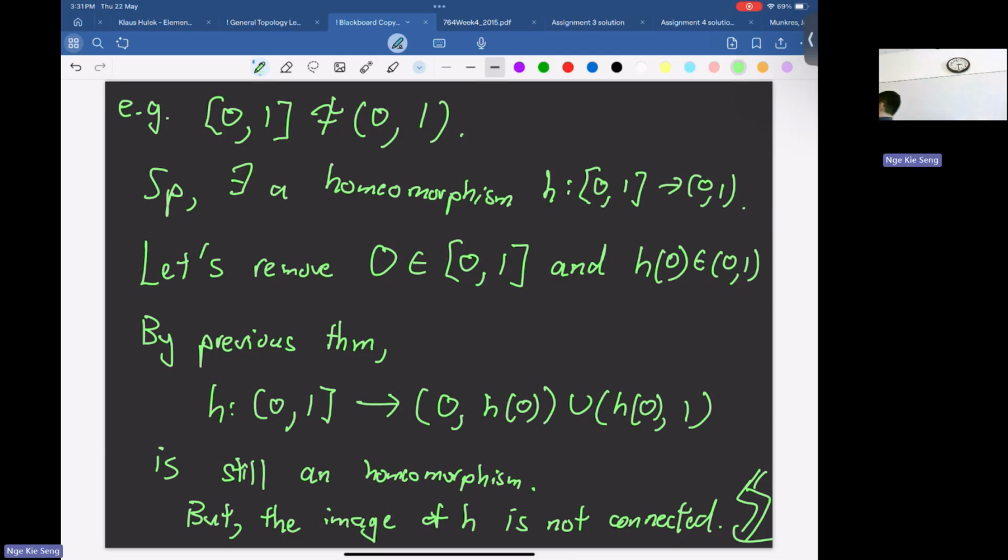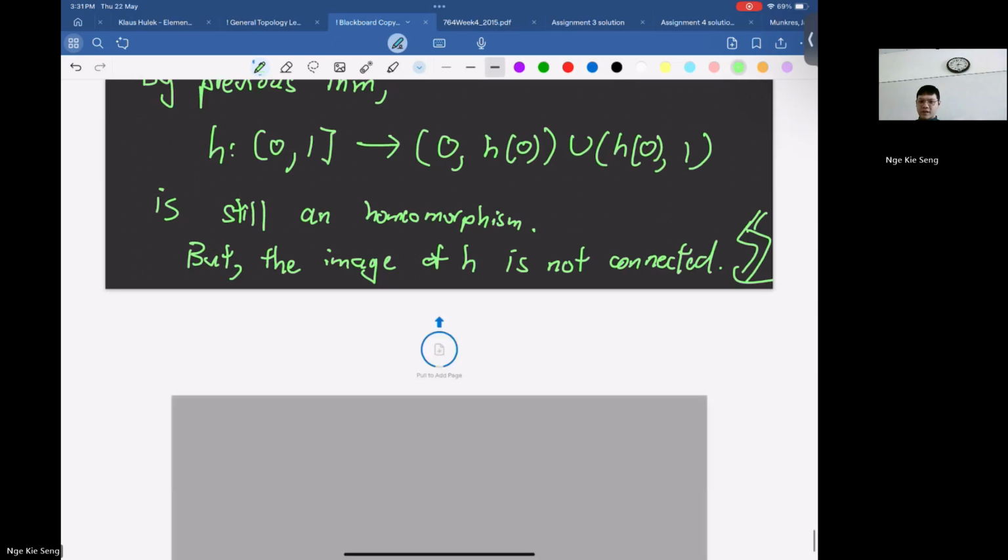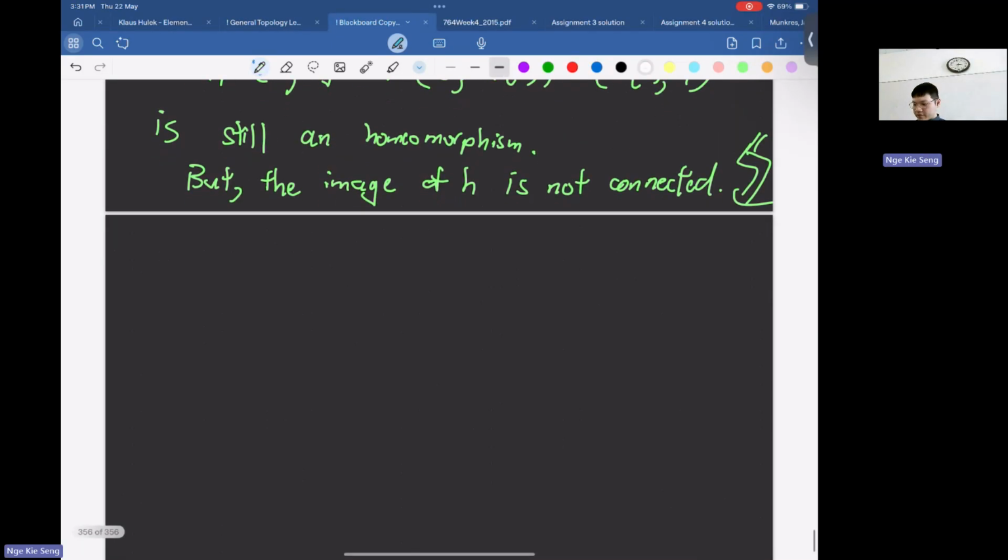But if you think about it, if I remove any point other than 0 and 1, then this argument is not valid anymore, because you might have an image that is disconnected. So this motivates the following definition here.